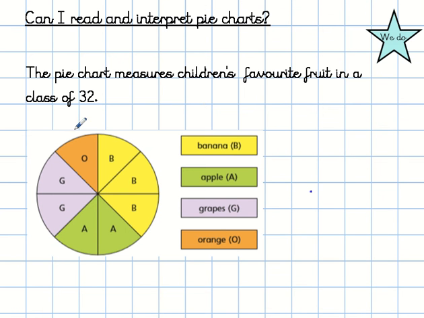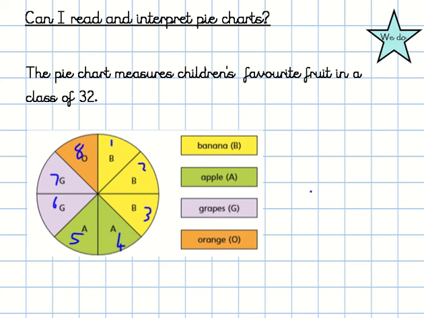And that brings us on to our next chart. This pie chart measures children's favourite fruit in a class of 32. And this pie chart has been split into 1, 2, 3, 4, 5, 6, 7, 8 sections. So this pie chart's been split into 8 sections.